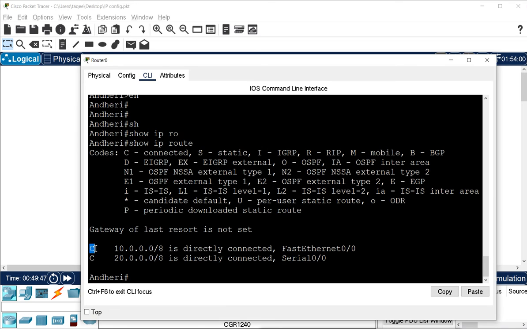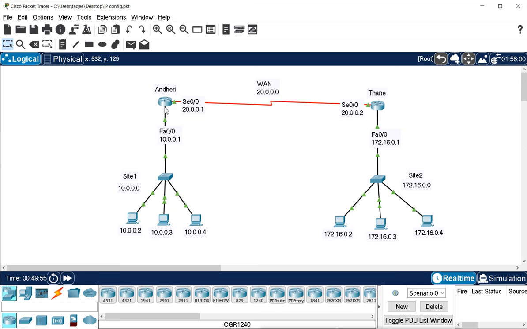What is this C? C means it is a connected network. So these two networks are connected networks, and the Andheri router knows about them, one from this FastEthernet and the other from the serial interface. But the Andheri router does not know anything about the 172.16.0.0 network, because this network is not directly connected to that router.